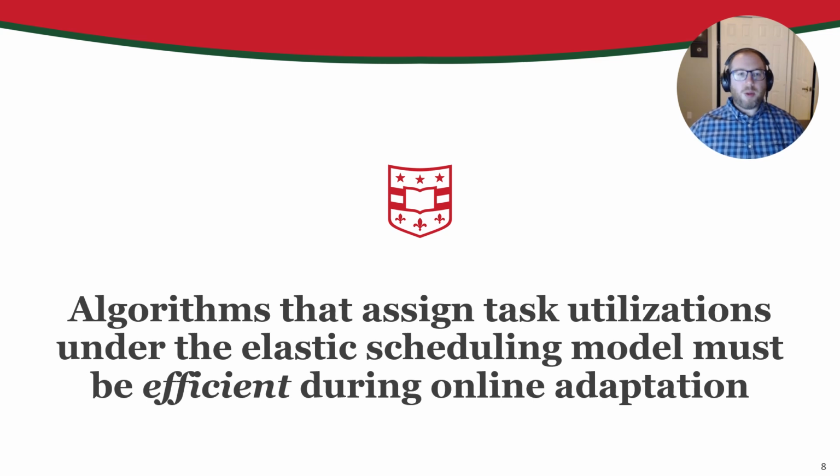The point that I would like to highlight in all of this is that because utilization compression may have to happen to enable online task adaptation, the algorithms that assign the new task utilizations under the elastic scheduling model must be provably efficient during online adaptation.